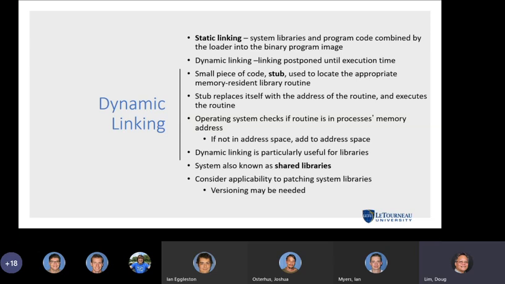This is also known as shared libraries. In the case of patching system libraries, where system libraries have been corrected, versioning may be needed.